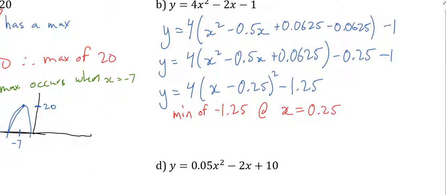The horizontal shift. That's where the vertex occurs. The minimum, or the maximum, always occurs at the vertex of a parabola. That's where the min or max occurs. And the values of the vertex are the horizontal shift and the vertical shift.